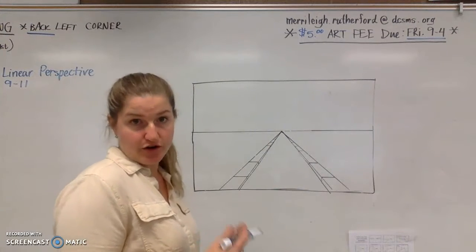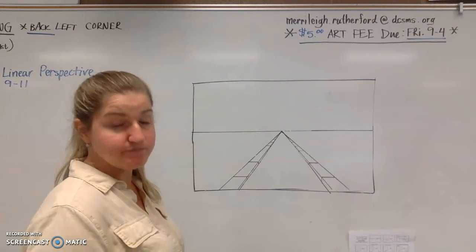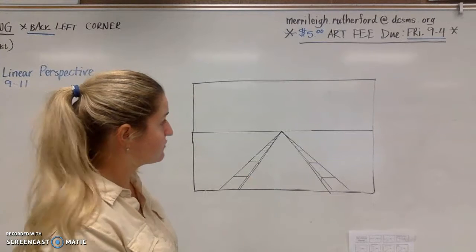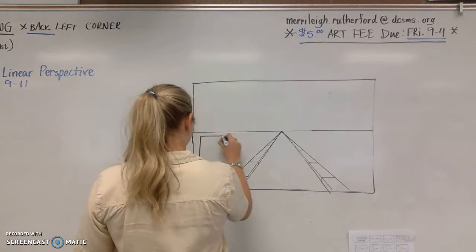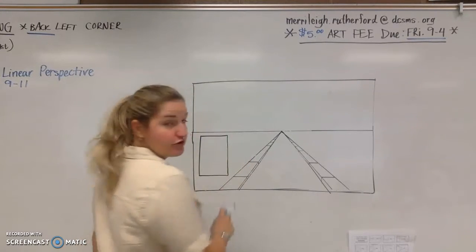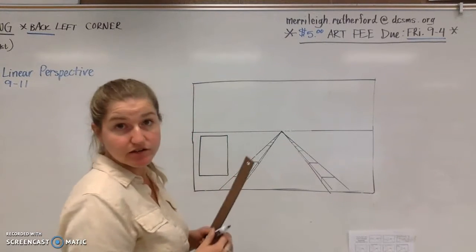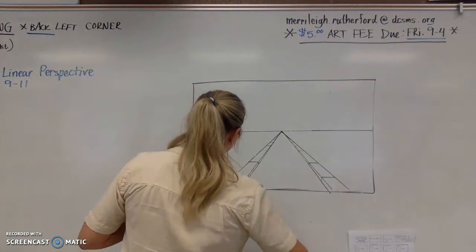We're going to start by drawing our first building. Buildings are the same as cubes. I'm going to draw a square. I'm going to connect that true shape to the vanishing point to put it in perspective. I can either use the corner of the sidewalk, or I can draw more orthogonals. I'm going to draw more orthogonals.